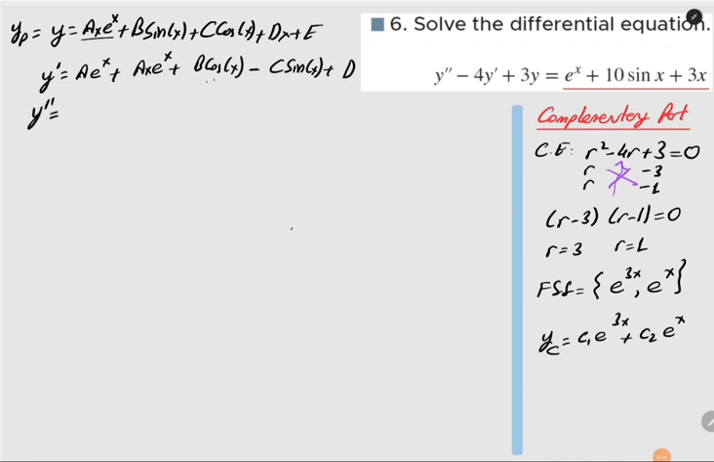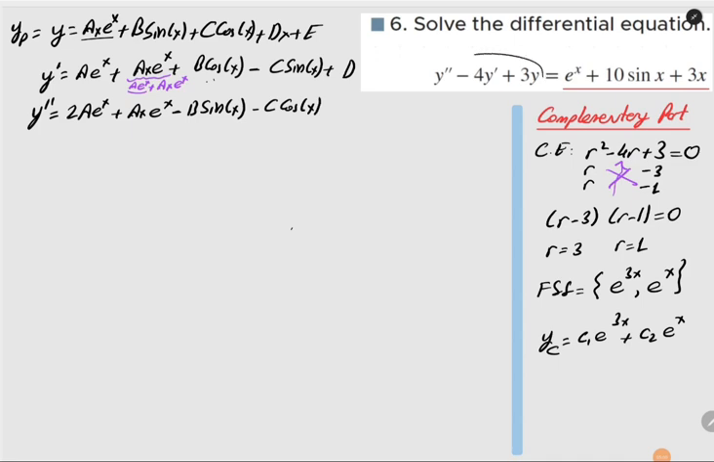What about the second derivative? The derivative of ax e to the x gives a times e to the x, again a times e to the x. And when we take the derivative of this term, it becomes the derivative of the first term, a times e to the x, plus the derivative of the second term times the first term, which makes ax times e to the x. And so we have a second a e to the x here, and we can replace this by 2a e to the x, plus ax e to the x, of course. And the derivative of cosine is minus sine, minus b sine x, and the derivative of sine is cosine, minus c cosine x, and the derivative of d is 0.